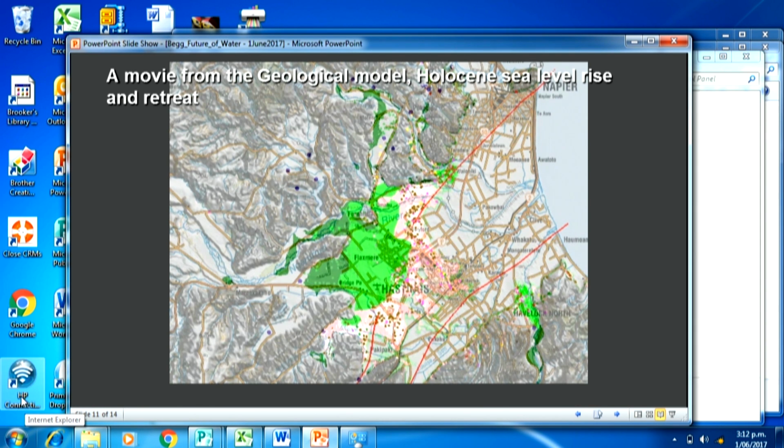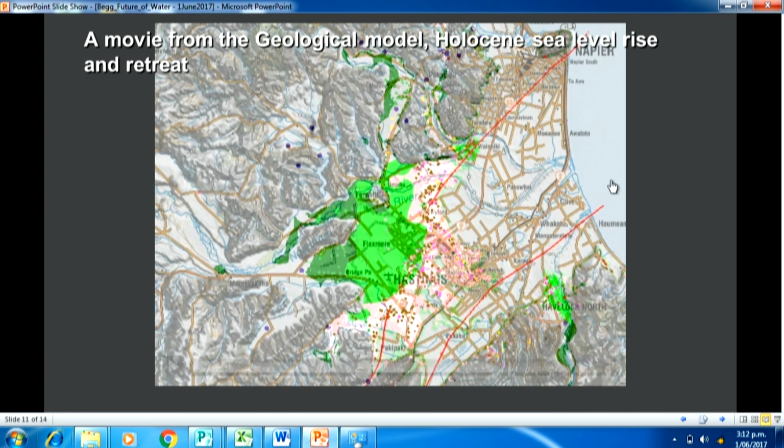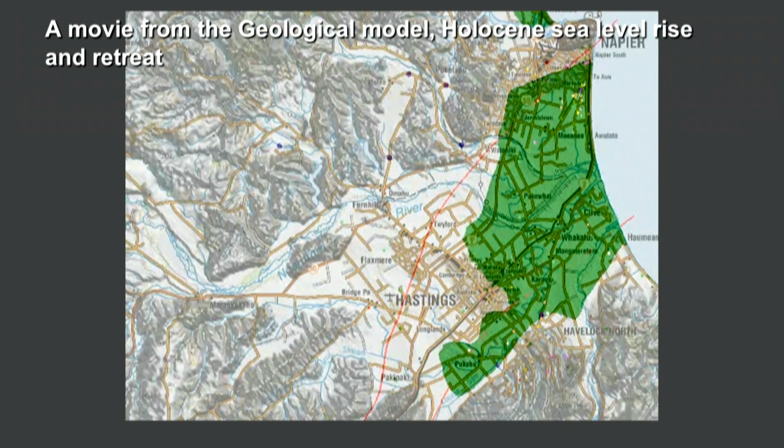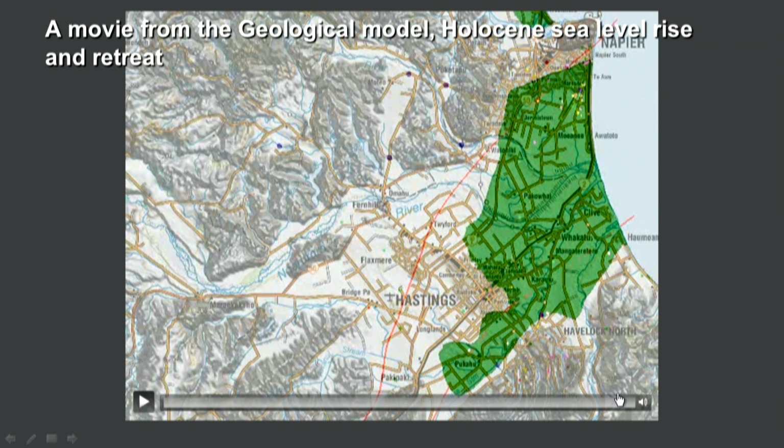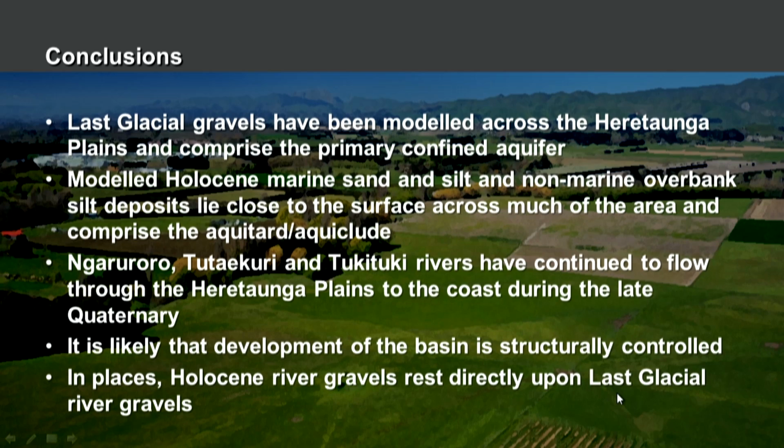What I want you to look at is that there are some alluvial fans that are coming out of the Ngaruroro, out of the Tukituki and out of the Tutaekuri. And those fans are deposited from streams, rivers that are flowing to the coastline constantly through that period of time. And so there are gravels within what we think of as the aquitard. And those gravels are permeable, and I'm not going to say anything about the groundwater stuff because I'm not a groundwater geologist. That's to come.